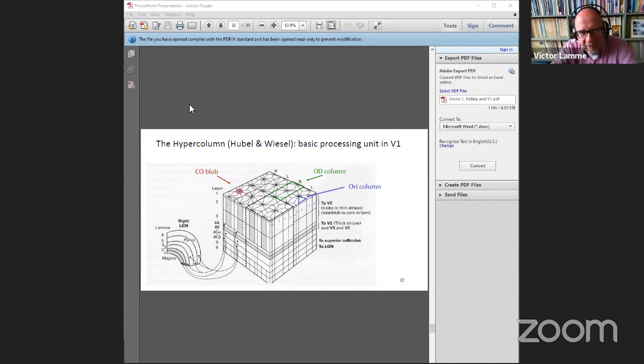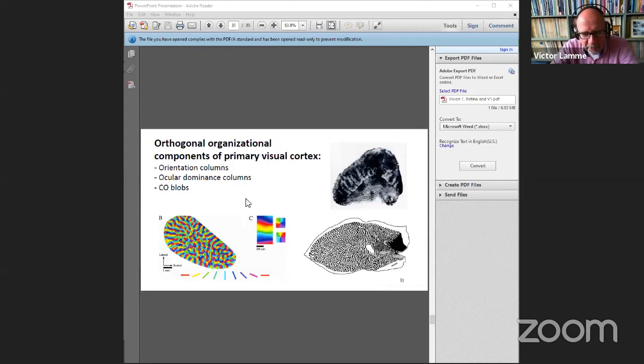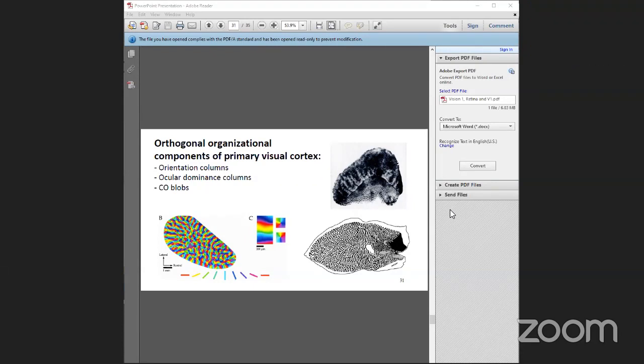So that's the idea of the hypercolumn and the columnar organization of these different orientations, ocular dominance, and cytochrome oxidase blobs. All right, I hope that answers your question, Noah. Yes, thank you. Okay, thanks.